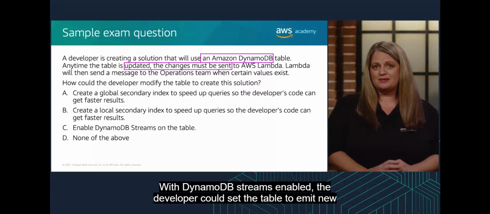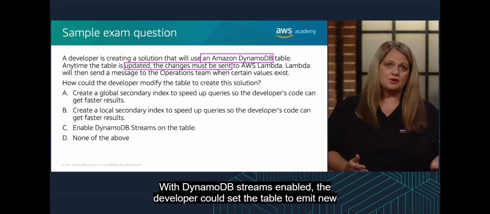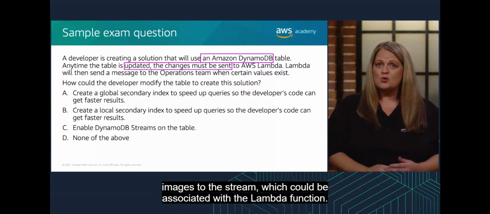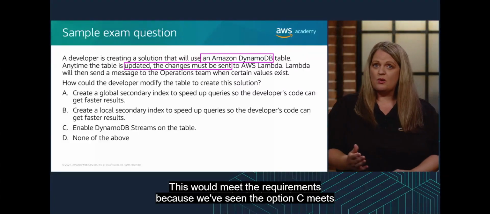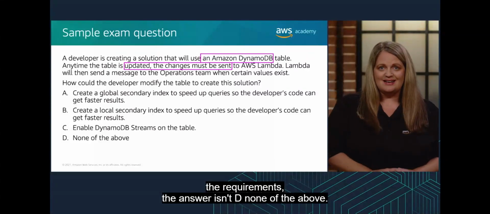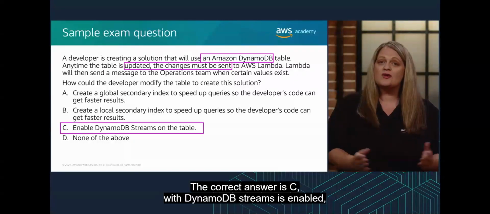With DynamoDB streams enabled, the developer could set the table to emit new images to the stream, which could be associated with the Lambda function. This would meet the requirements. Because we've seen that option C meets the requirements, the answer isn't D, none of the above. The correct answer is C.